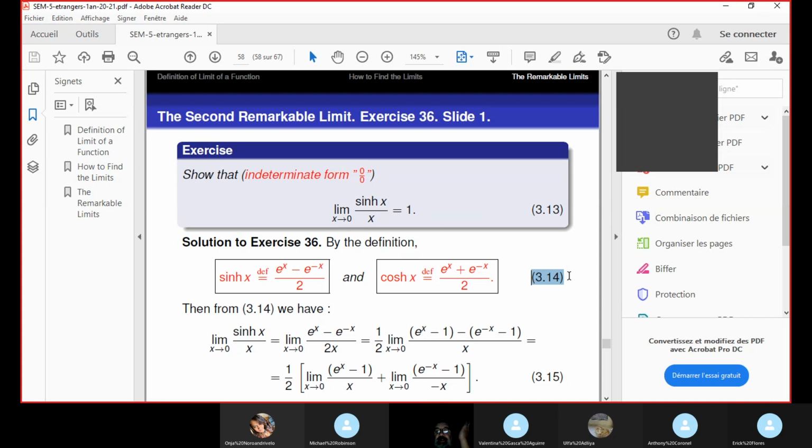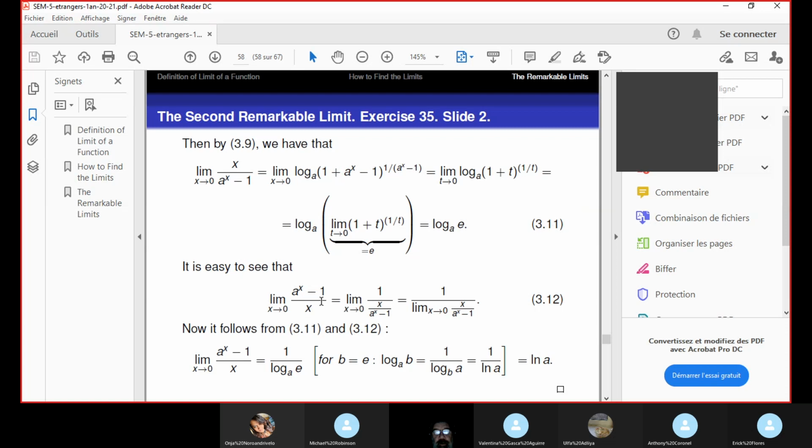So if I want to find the limit as x goes to 0 of hyperbolic sine of x over x, then I make use of this definition of my function. So I write, it will be e to the power x minus e to the power minus x over 2x. Clear? Yes, clear. Clear.